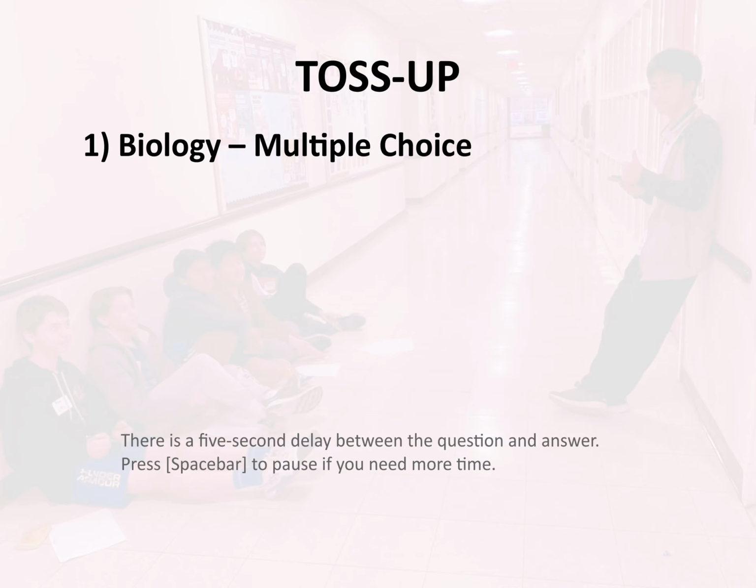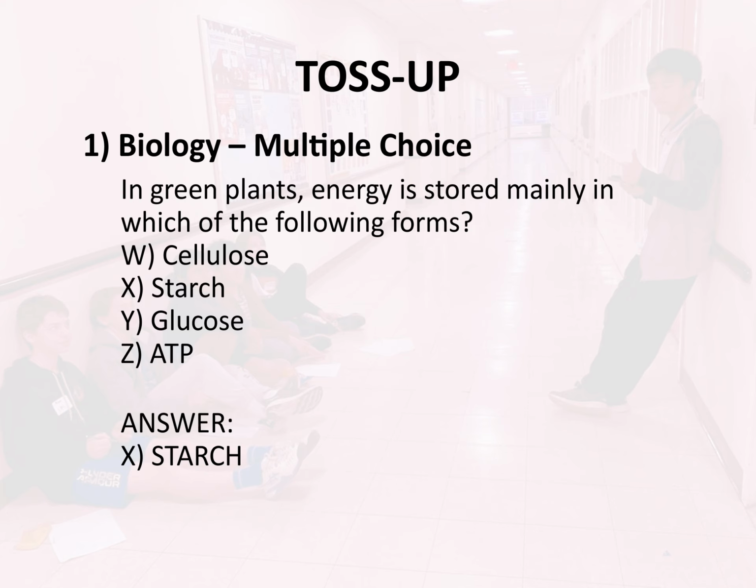Toss-up 1. Biology, multiple choice. In green plants, energy is stored mainly in which of the following forms? W. Cellulose. X. Starch. Y. Glucose. Z. ATP. Answer. X. Starch.